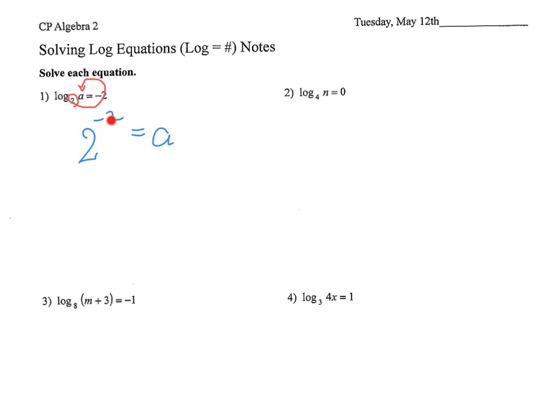This is 2 squared, and do the reciprocal. 2 squared is 4, the reciprocal is 1/4. That makes a equal to 1/4.